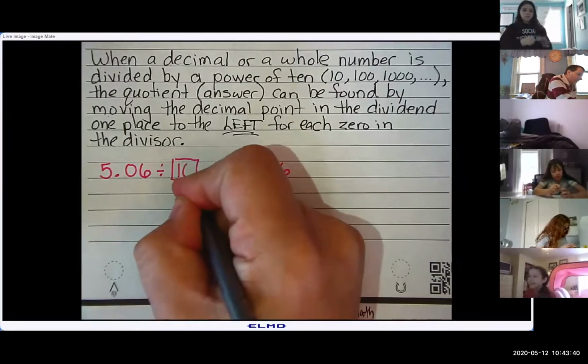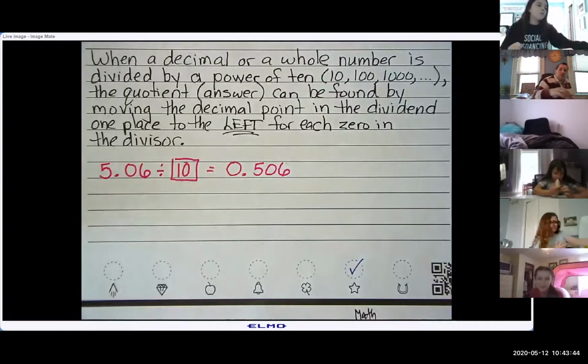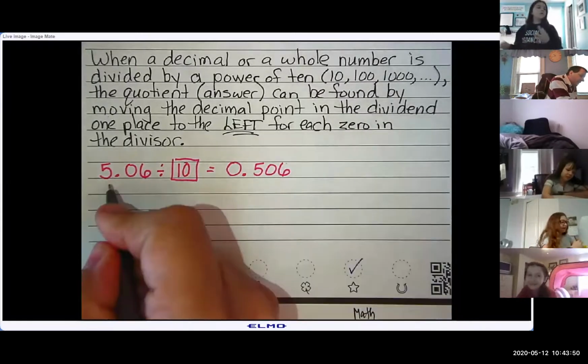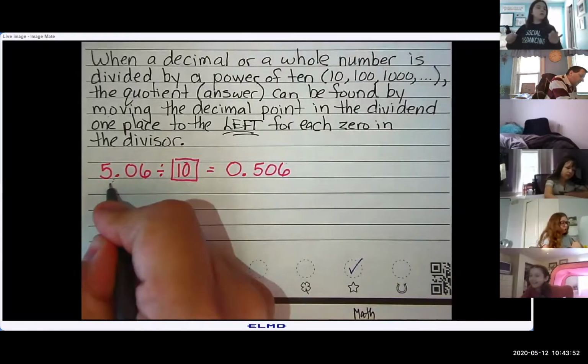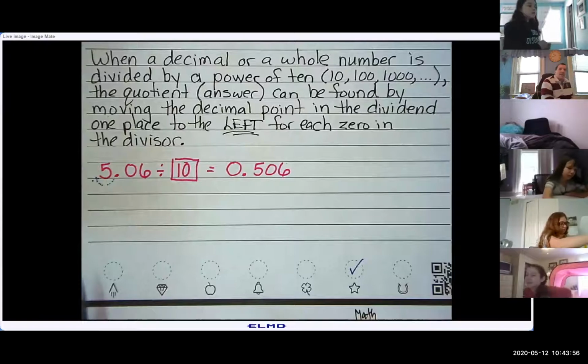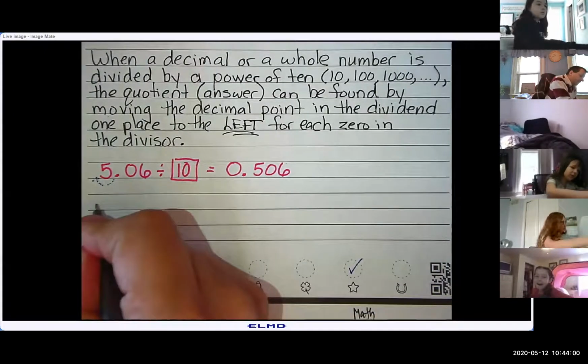How did you know that? Because the decimal only moved over once. Right? The decimal went from here to here. It moved once, and the digits are all the same. Perfect. What if I gave you this?